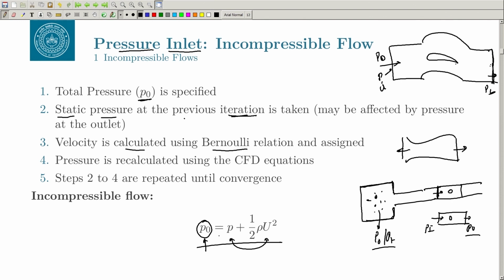Velocity is calculated using the Bernoulli relation, which is given here. So, if you know the P naught, and P is taken from your last iteration, you get the velocity u. And it is basically recalculated using the CFD equations, and this will be repeated. Your total pressure is fixed, but the steps will be repeated. So, this way, as your iteration goes towards convergence, you will get the static pressure which you expect at the inlet. So, this is the typical pressure inlet condition for the incompressible flow.